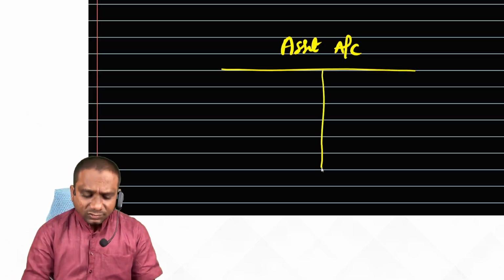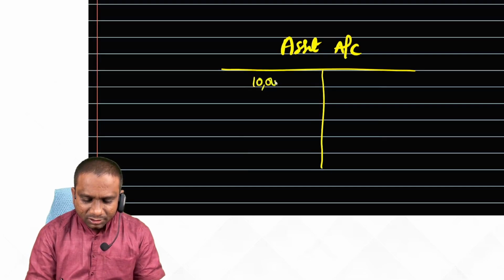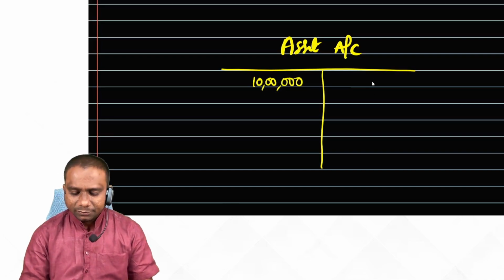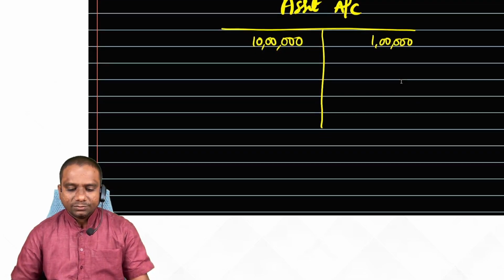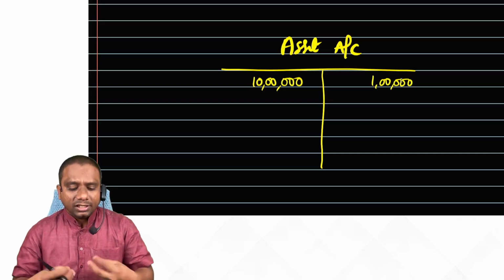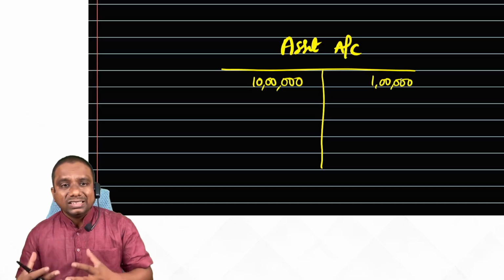Okay. Earlier, here it is cost of asset. Here it is cost of asset. Here I have written depreciation. Yes or no, students? Yes.